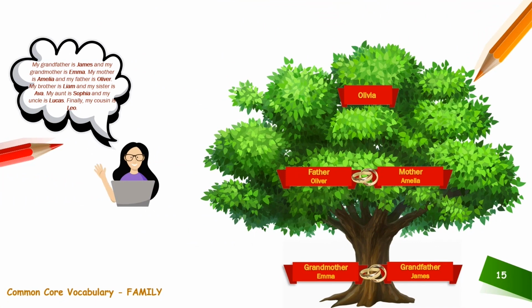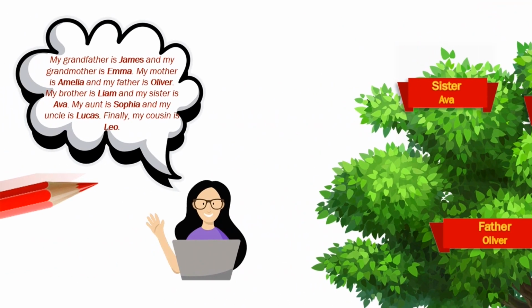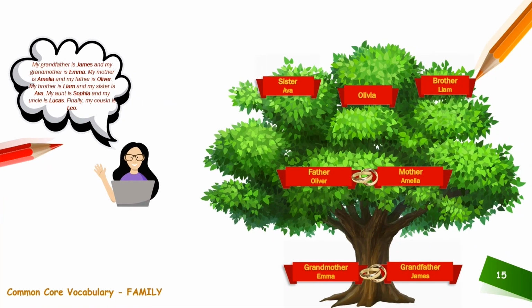Let's go on with the text again. My brother is Liam and my sister is Ava. So, she puts the names of her sister and brother next to her name. Again in the text we have, my aunt is Sophia and my uncle is Lucas. So, if we talk about age, uncle and aunt are usually closer in age to who? To the father and the mother, yes. So we put them again somewhere in the middle of the tree.